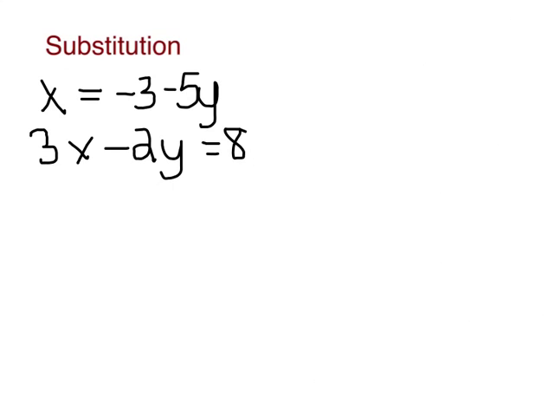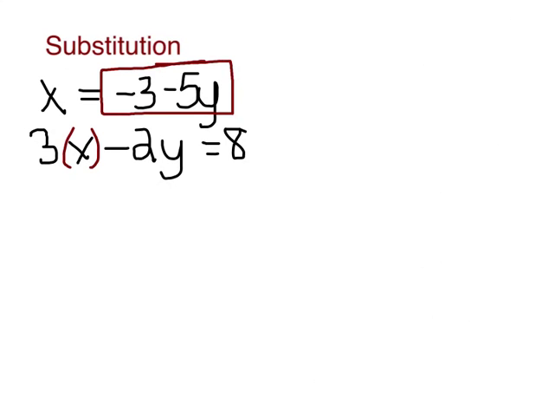In this example, we'll be using the process of substitution in order to solve our systems of equations. In substitution, we'll be taking one of our equations that has to be either x equals or y equals. In this equation, we have x equals negative 3 minus 5y. So we'll be plugging this value, negative 3 minus 5y, in for x in our other equation.